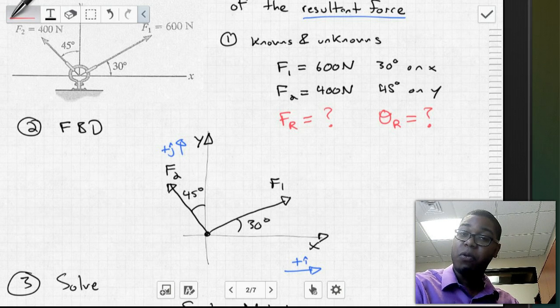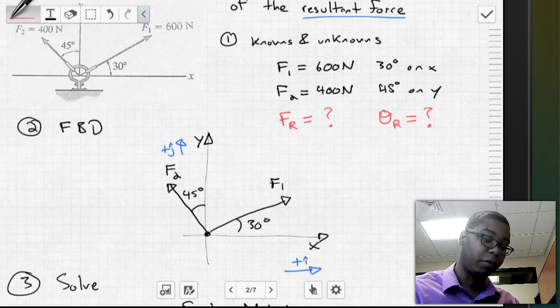We should establish a coordinate system and define what the positive directions are in that coordinate system. So we establish an x and y coordinate system because this is a 2D problem. And we say that towards the right is a positive i direction, and upwards is a positive j direction. Then we put in our knowns, which is the magnitude F1 and the angle information for it, and the magnitude F2 and the angle information.